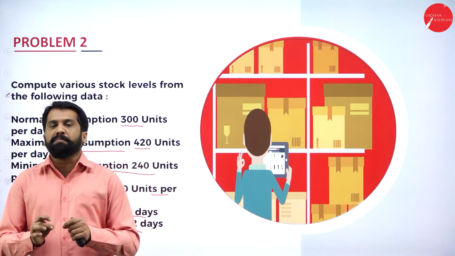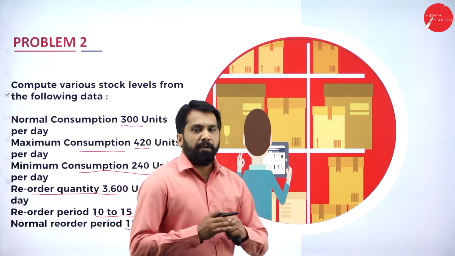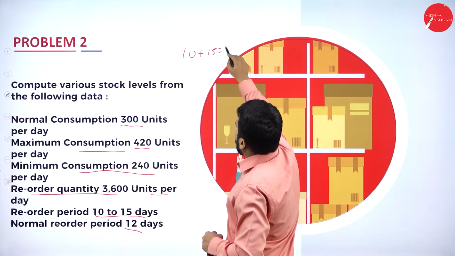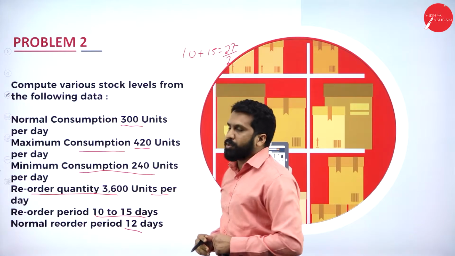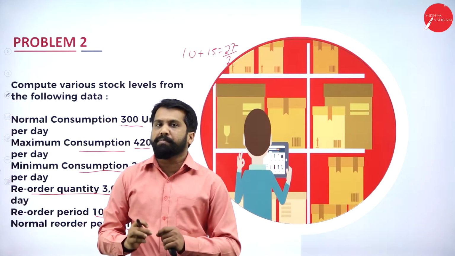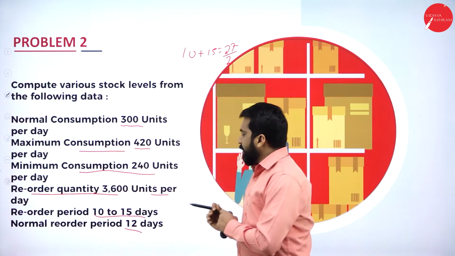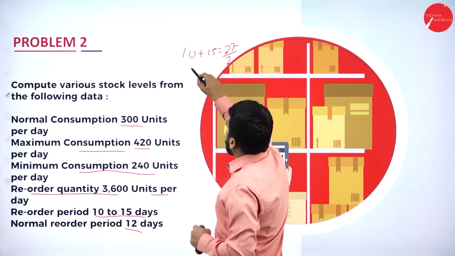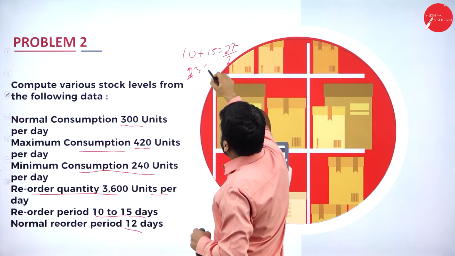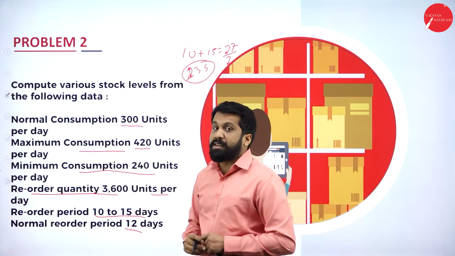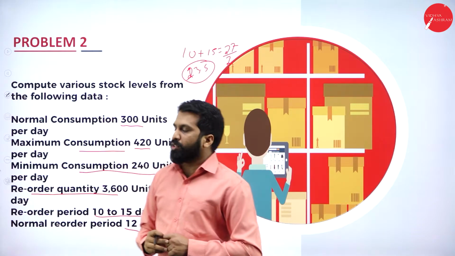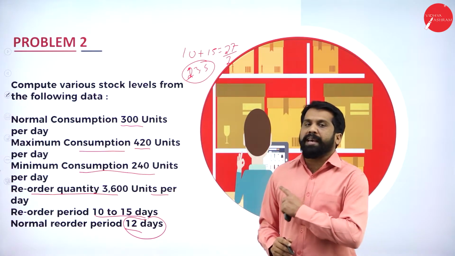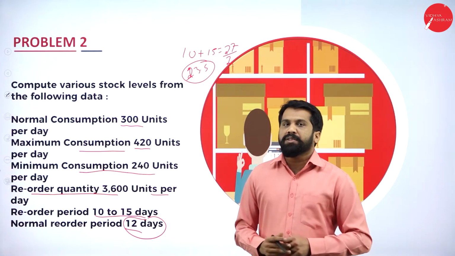If the normal reorder period is not given, what should we do? Very simple. You have to take 10 plus 15. How much did you get? 25. Divide by 2, that will be your normal reorder period. If you go as per this calculation, you will get 12.50. But in the question, they have given normal reorder period is 12 days. Then don't go for calculation. Whatever is given in the question, you have to accept.